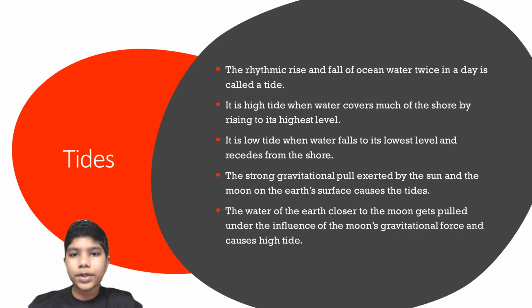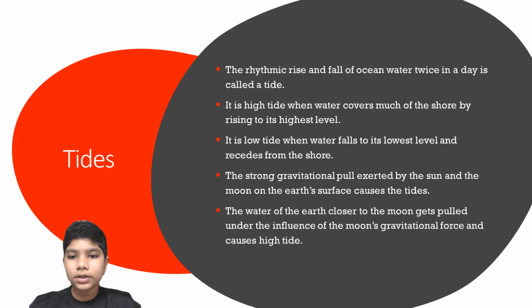Tides. The rhythmic rise and fall of ocean water twice in a day is called a tide. It is high tide when water covers much of the shore by rising to its highest level. It is low tide when water falls to its lowest level and recedes from the shore. The strong gravitational pull exerted by the sun and the moon on the earth's surface causes the tides.